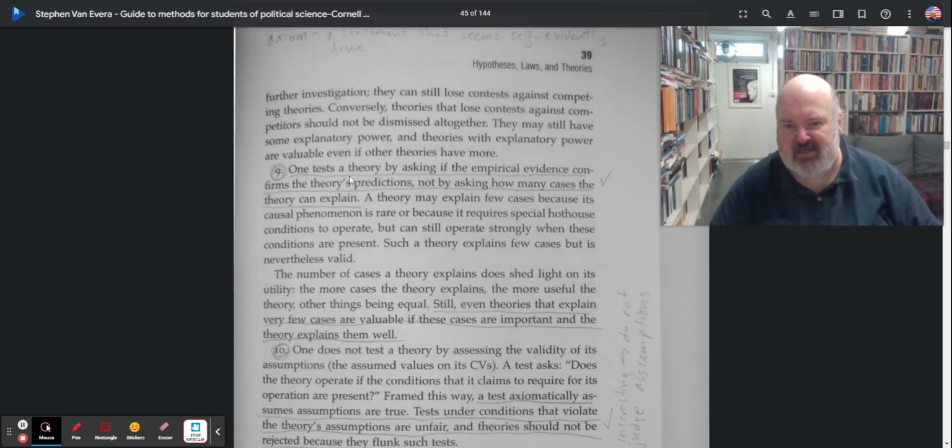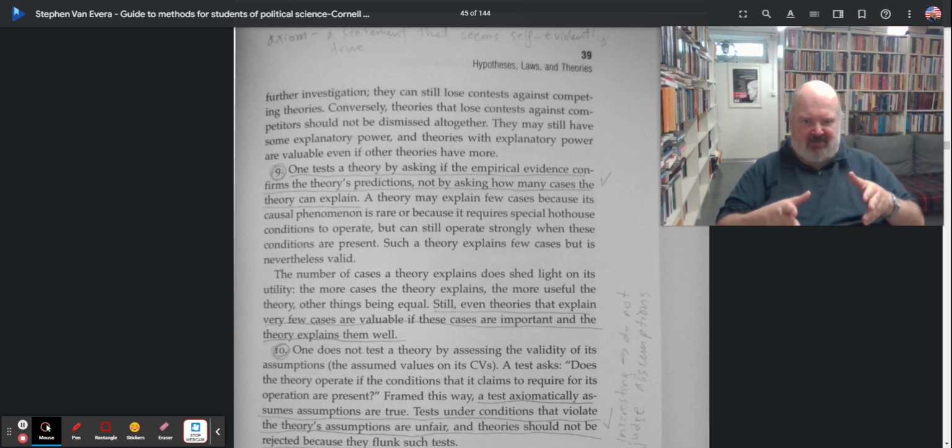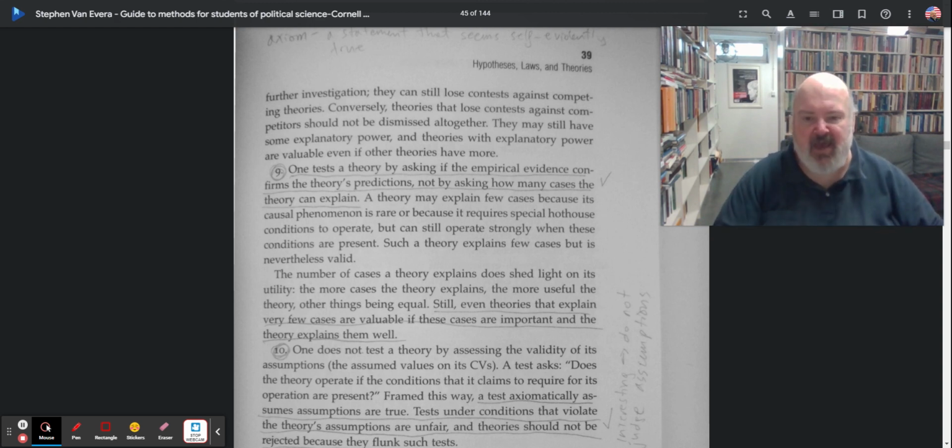Number nine. One tests a theory by asking if the empirical evidence confirms the theory's prediction, not by asking how many cases the theory can explain. A theory may explain few cases because its causal phenomena are rare or because it requires special hothouse conditions to operate. But it can still operate strongly when these conditions are present. Such a theory explains few cases, but it's nevertheless valid.